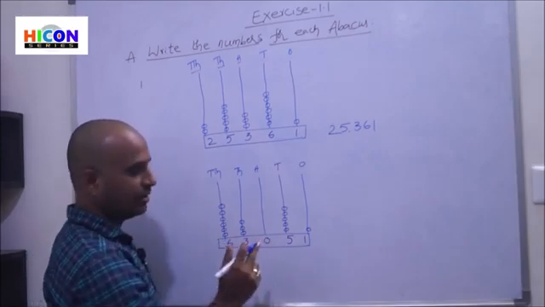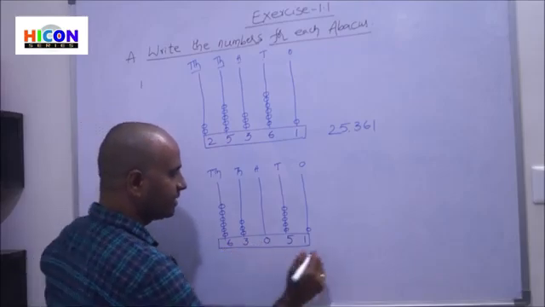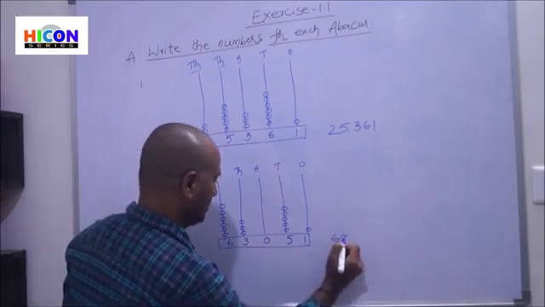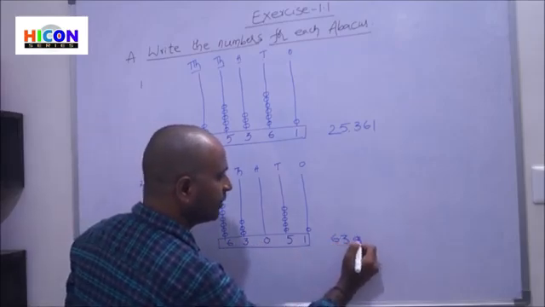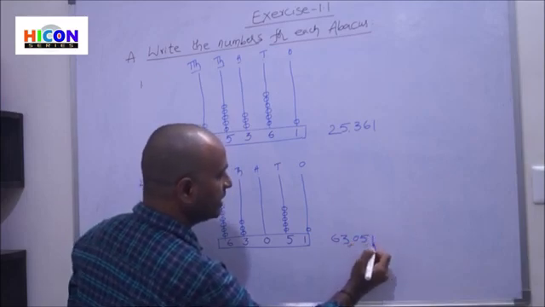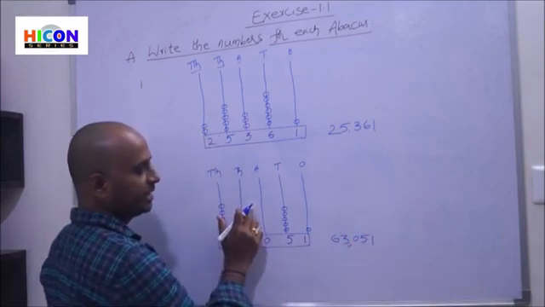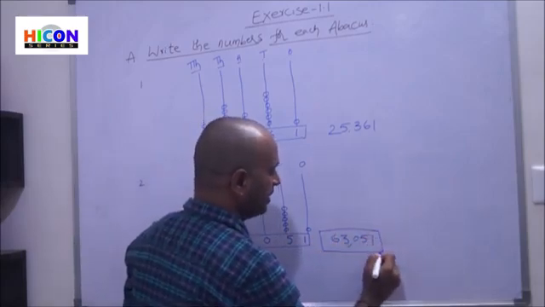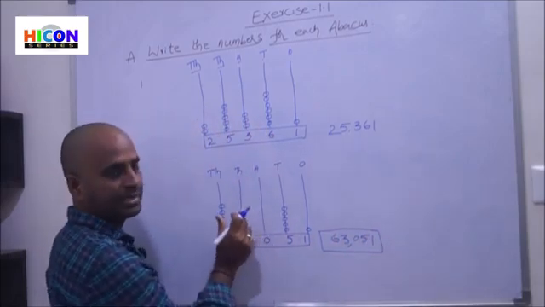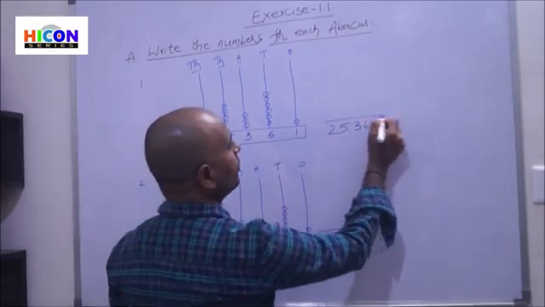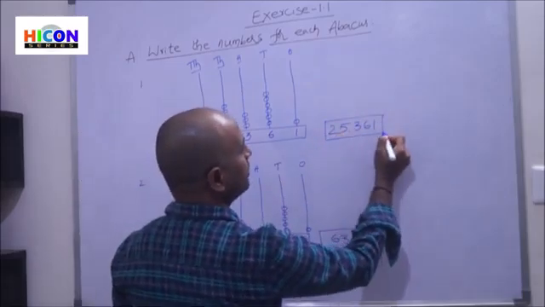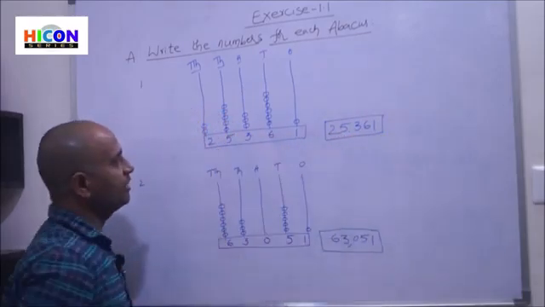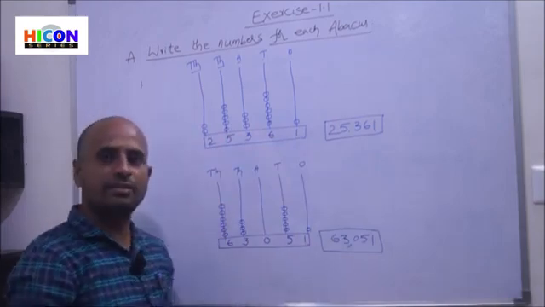So we have got the answer. The answer is 63,051. So this is the number represented by this abacus. So this is the way of representing numbers from the abacus. So the representation of numbers from the abacus part is completed.